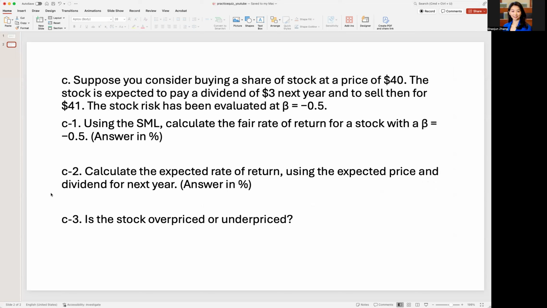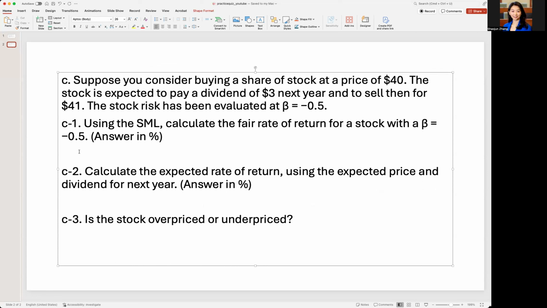Next, let's extend the question. Suppose you consider buying a share of stock at the price of 40. The stock is expected to pay a dividend of $3 next year and to sell for 41. The stock risk has been evaluated at beta equals minus 0.5. Using SML, calculate the fair rate of return for a stock with beta of minus 0.5.